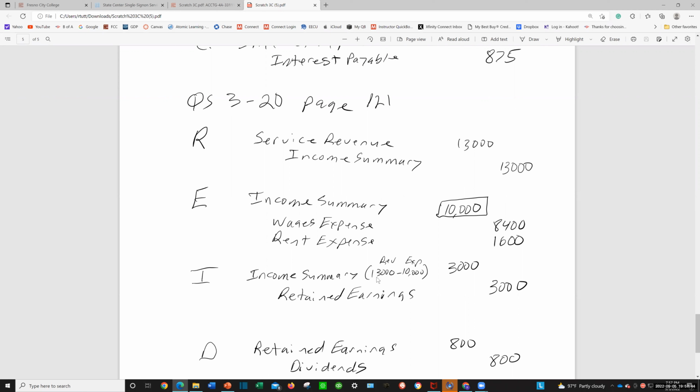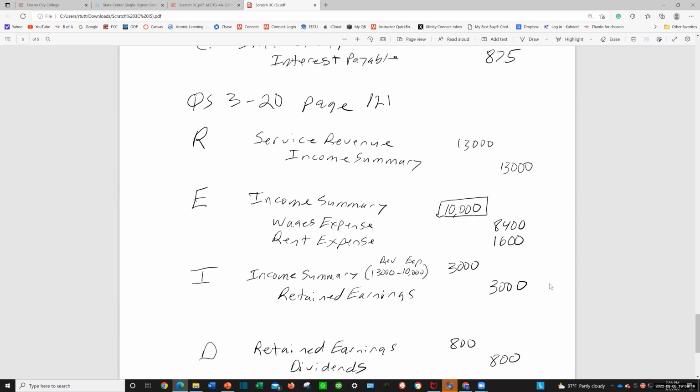Well, how do we get rid of a credit balance? Well, debit. So we're going to take the net income out of income summary with the debit, and then credit the retained earnings. So that's it. Debit income summary 3,000, credit retained earnings 3,000. The last one is really easy.